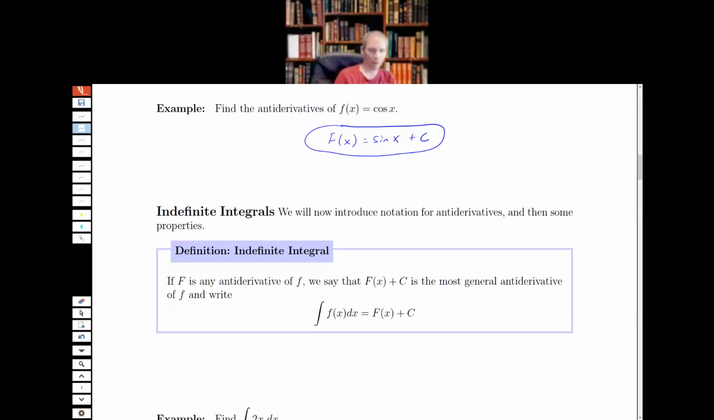Okay. All right, so if F is any antiderivative of little f, we say capital F of x plus c is the most general antiderivative, because this is the family of all of the antiderivatives. And so if I want to take the antiderivative of little f, this is what I write. This is a two-part symbol. This is like an elongated s, and that's my integral symbol. Okay, and that means take the antiderivative.